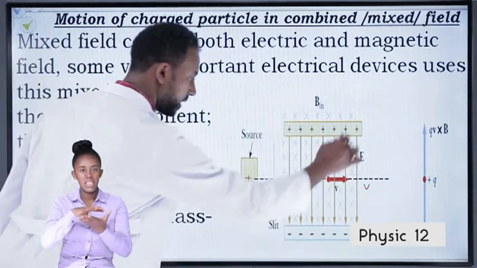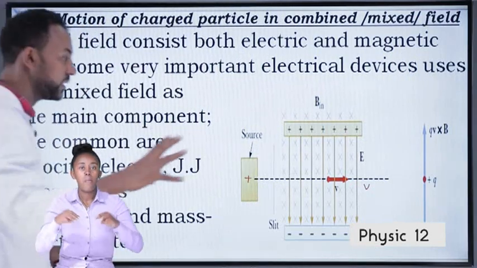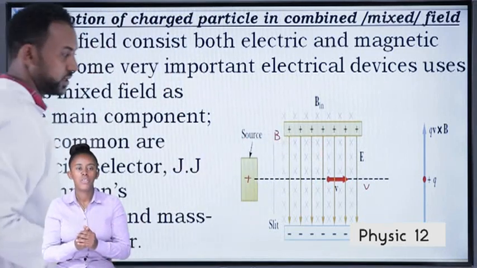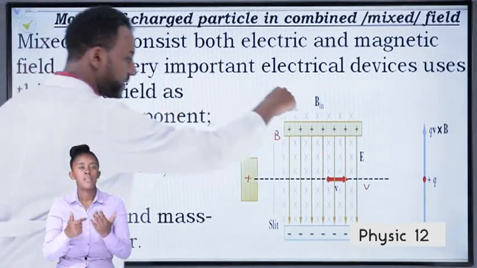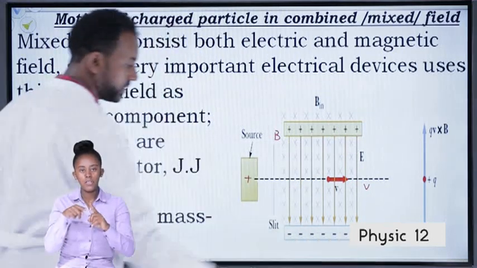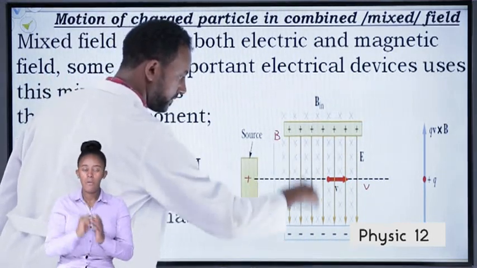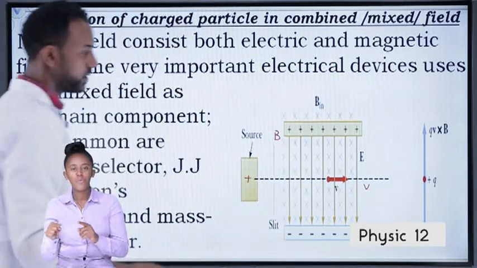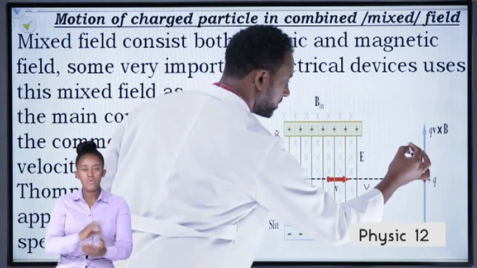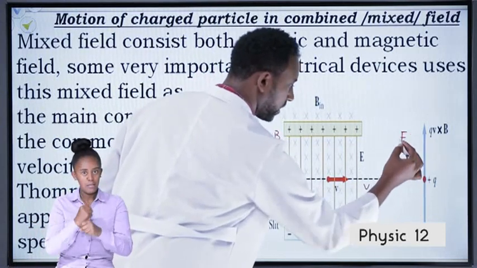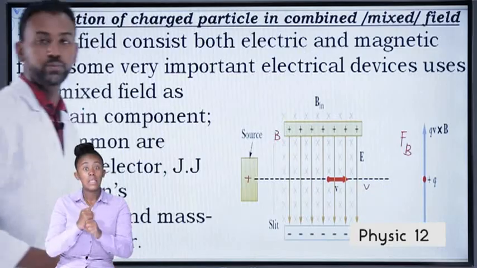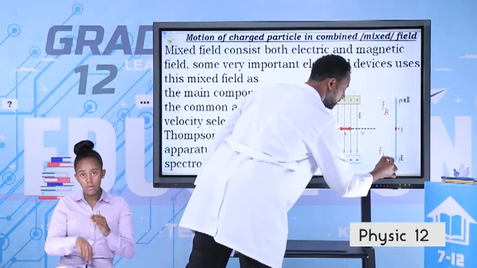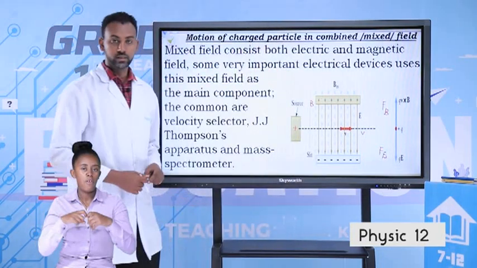The electric field is acting downward, and the magnetic field is acting into the page. And for the electric field, the positive plate is upward, and the negative plate is here, downward. So the field is acting downward, like this, from the positive plate to the negative plate. Therefore, the force exerted on the charged body due to the magnetic field is upward, and the force exerted on this positively charged particle due to the electric field is acting downward.